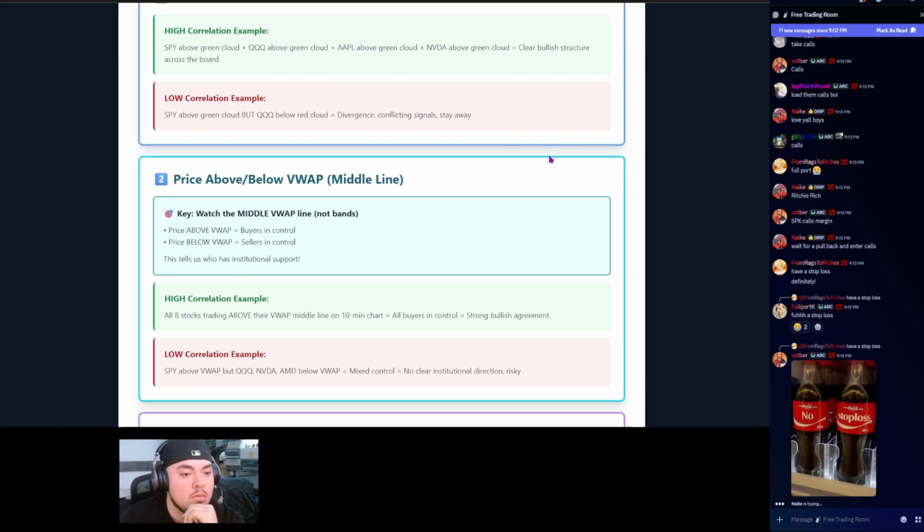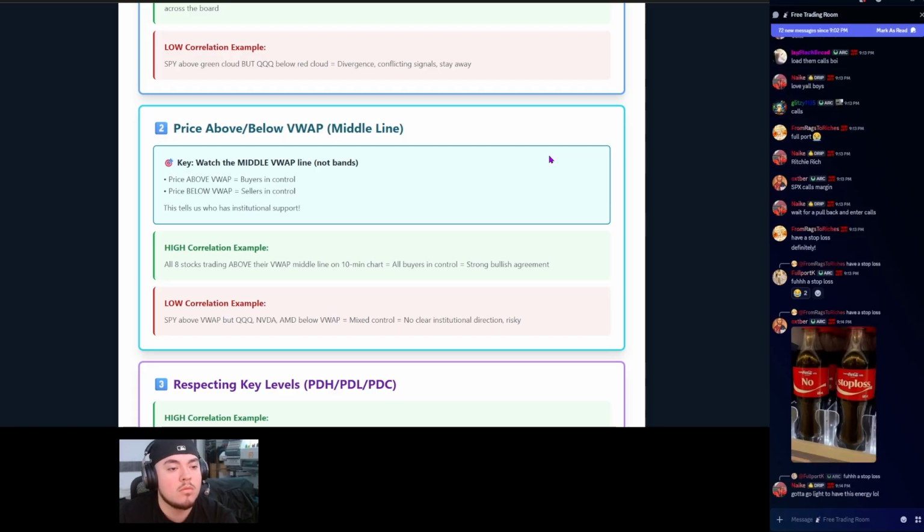Number two, if price is trading above or below the VWAP, the middle VWAP. So the key here is watch the middle VWAP line, not the top or the bottom band, the middle VWAP. If price is trading above the VWAP, buyers are in control. That's what it's telling us. Now, if price is trading below the VWAP, that is telling us the sellers are in control, right? This tells us who has the institutional support currently, right?